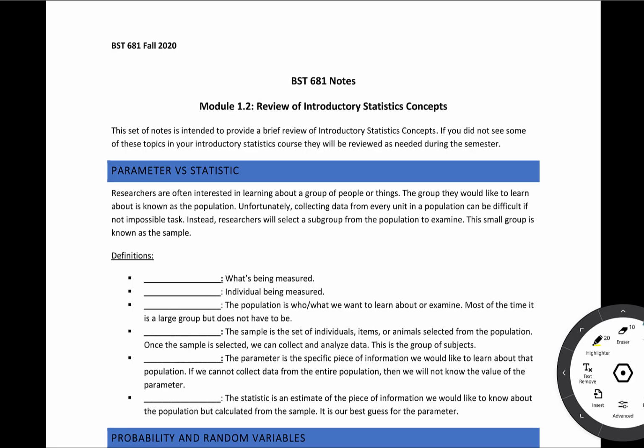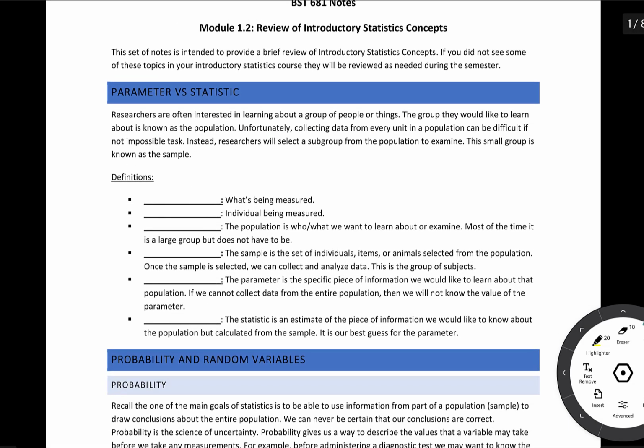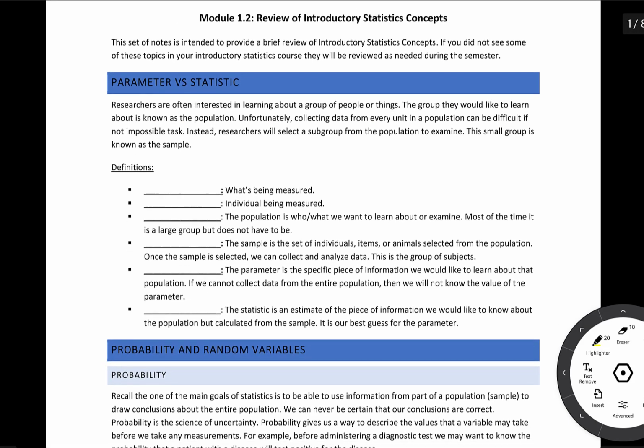All right, so we've got a couple definitions here. The first one is what is being measured, and that's what we call the variables. The individuals that we measure, those are what we call the subject or the unit. Our next definition is population.